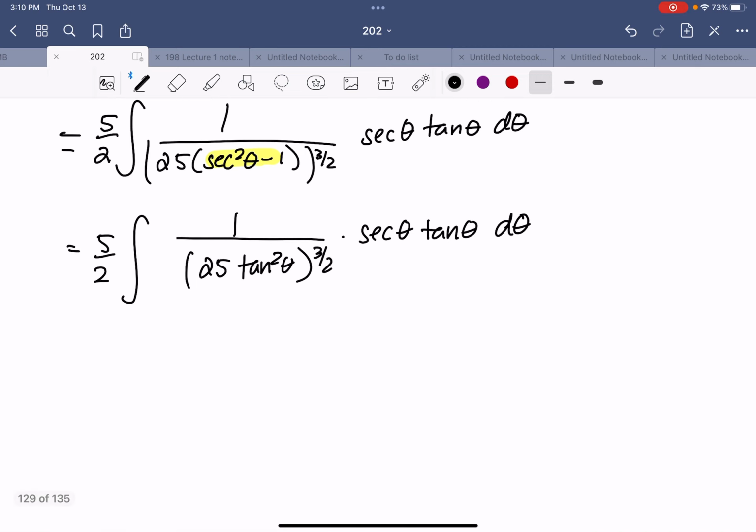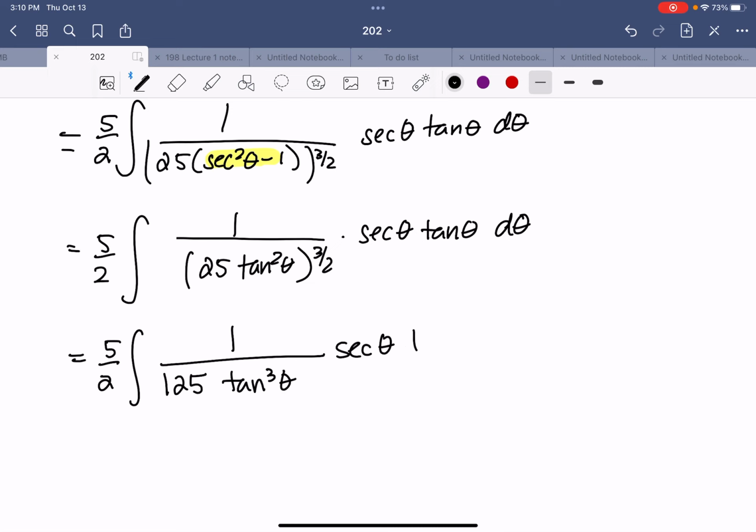Next, let's go ahead and take that 3 halves power. So I still have the 5 halves out front. 1 over, take the square root of 25 is 5. 5 cubed is 125. Square root of tangent squared is tangent. To the 3rd would be tangent cubed. And I still have a secant theta and a tangent theta over here.